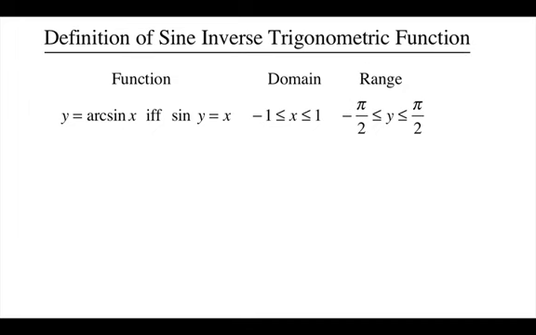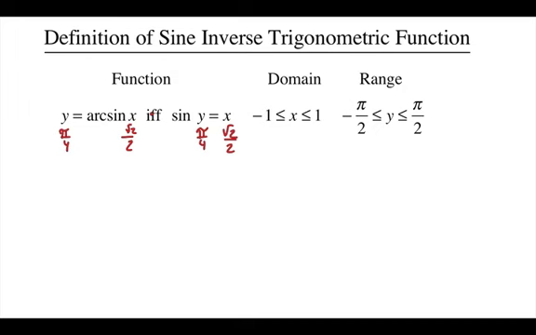This is the definition of the inverse sine trigonometric function. You can see the function, domain, and range. Let me talk about the function. Just for a while, let's consider pi over 4. Sine of pi over 4 is equal to radical 2 over 2. If you plug it in here, you get the same thing. So arc sine of x, which is radical 2 over 2, is equal to pi over 4.